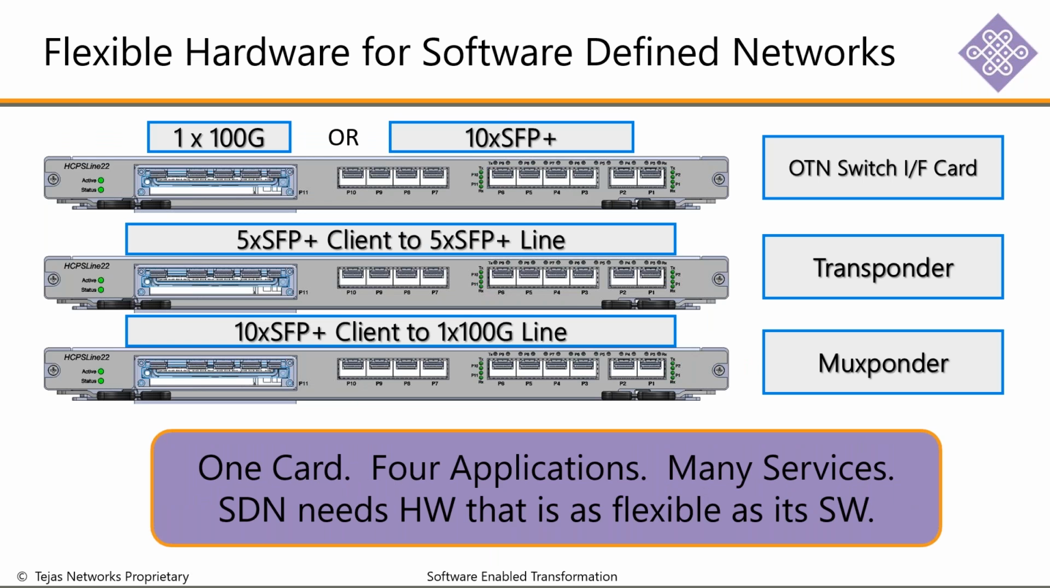We use it a lot in hardware in the telecom industry, and I want to walk through some of those. For example, this one card can serve three purposes. It can serve as a 100 gig interface to an OTN switch, or do 10 ports of 10 gig to an OTN switch. By changing the FPGA configuration, it can become 5 ports of 10 gig to 5 ports of 10 gig for client to line.